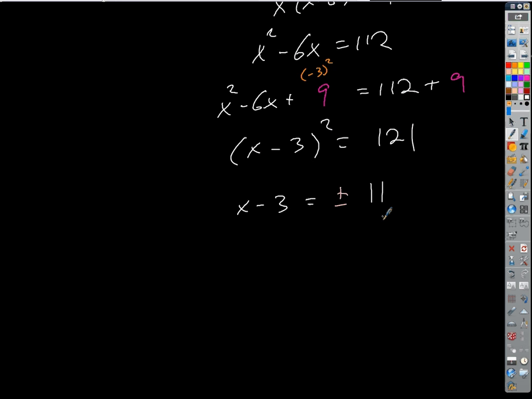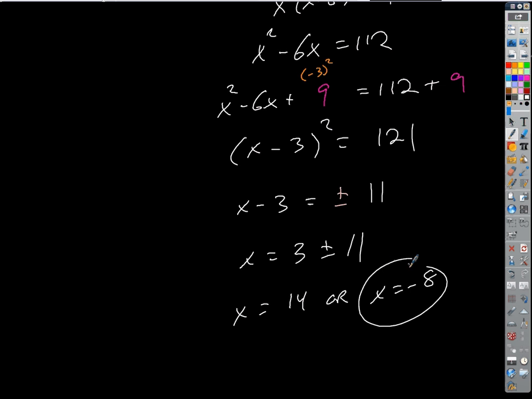11, and then the last step would be to add 3, right? Yep. So I'd get x equals 3 plus or minus 11. So I get two answers. I get x equals 14 or x equals negative 8, right?